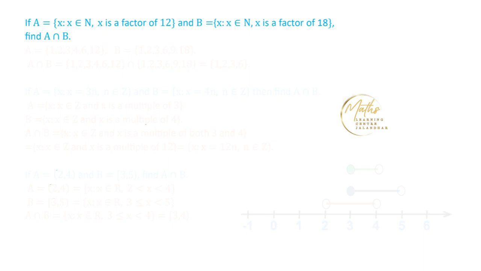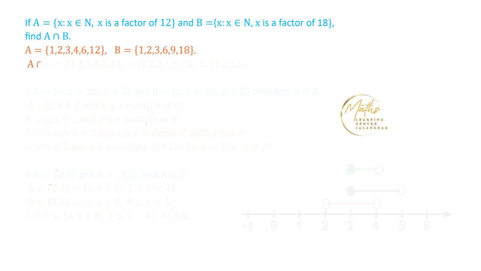So X is a factor of 12, it means A is the collection that has elements 1, 2, 3, 4, 6 and 12. B, X is a factor of 18. For the set B we have this condition. So we are saying B has the elements 1, 2, 3, 6, 9 and 18. These are the elements of the set B. Now we have to find the A intersection B.